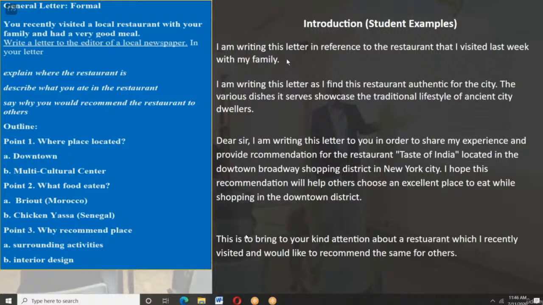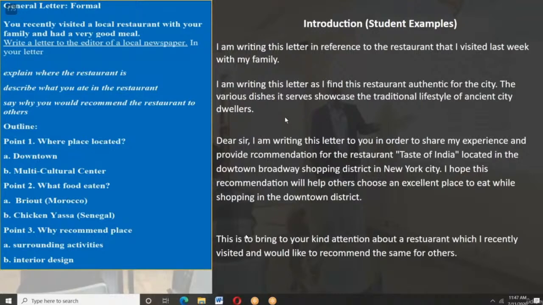So this one is correct. It's sufficiently written. "I'm writing this letter in reference to the restaurant that I visited last week with my family." Right. It's okay. But really, this one repeats a lot of the language of the question itself. So that's a problem. When I read this sentence, I don't see much difference in wording with the language from their description. And so that's a problem.